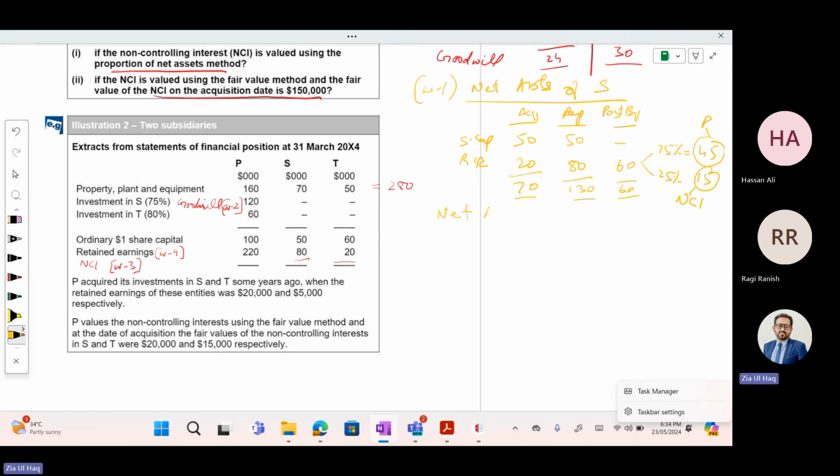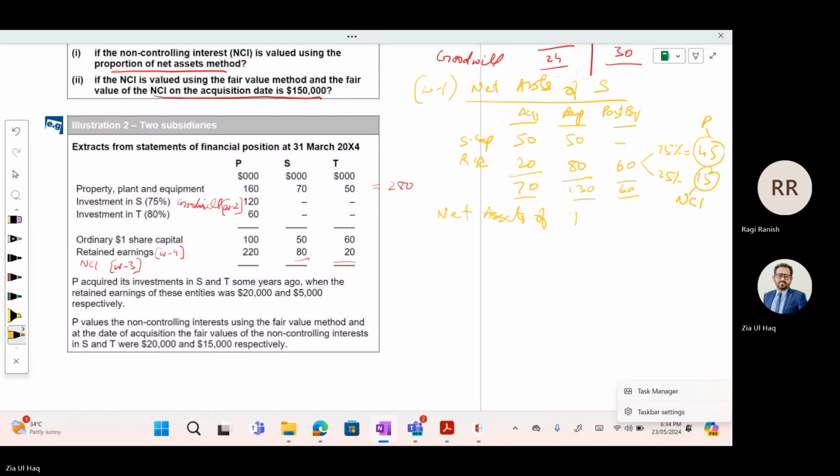Now, net assets of T. Share capital of 60 will remain 60, no change. And retained earnings at reporting date are 20, while at the start it was 5. This is 65, this is 80, and the change is 15. Out of this, 80% is of the parent. How much? 12. Of parent, and 20% is what? 3, that is of non-controlling interest. Is that clear?